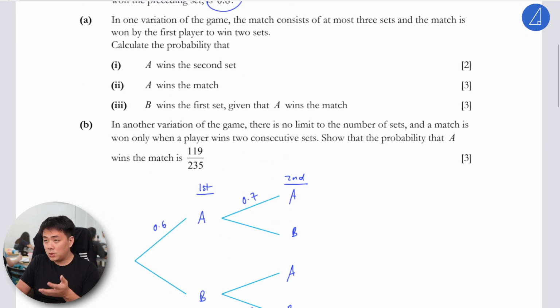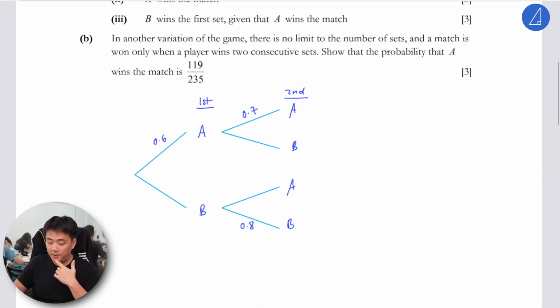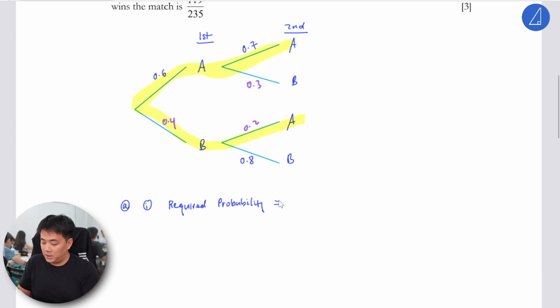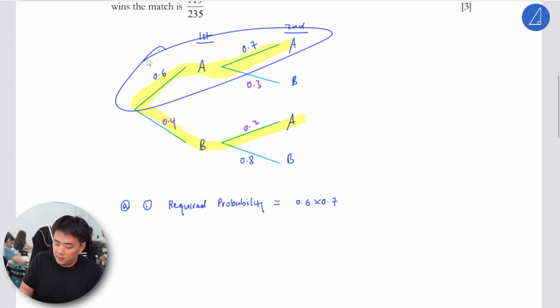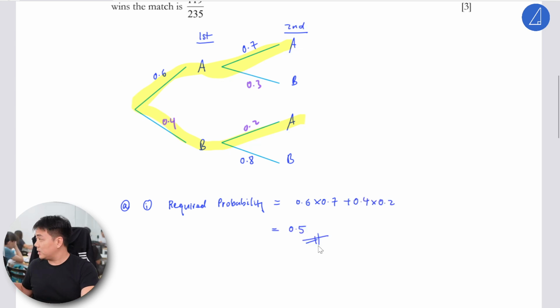Then from this tree diagram you must be able to interpret it. For part 1, you want to find A wins the second set, which is this guy here. So if I were to fill up all the missing branches here, this will be 0.4, then this is 0.3, 0.2. You could get the answer there. We just need to add these two branches, so it's 0.6 multiplied by 0.7 here, and add this up. So it's 50% of the time.